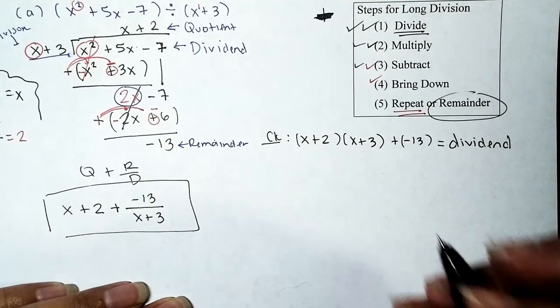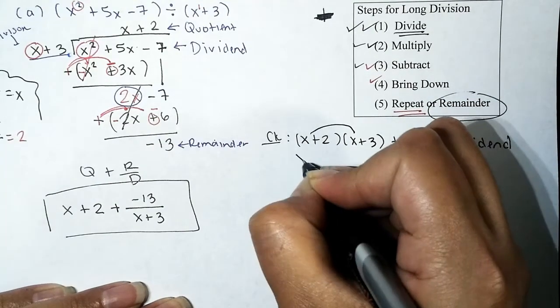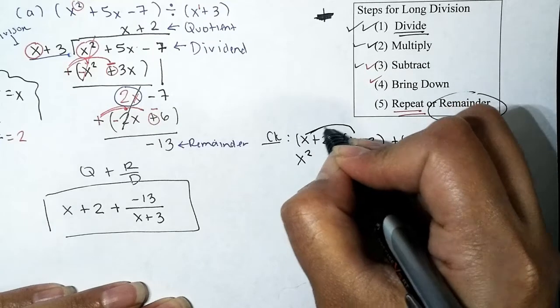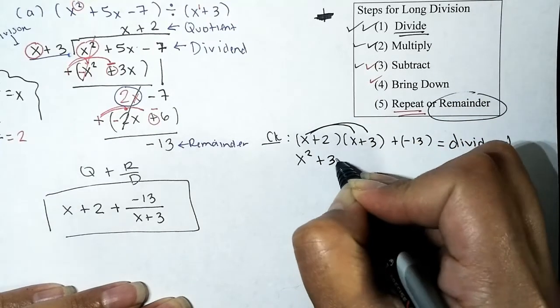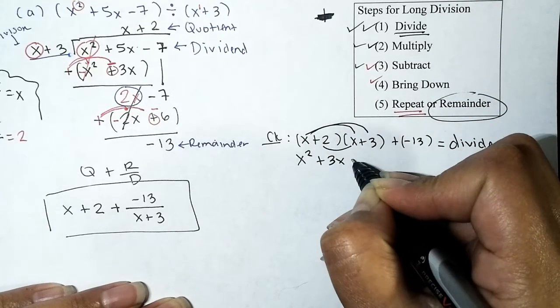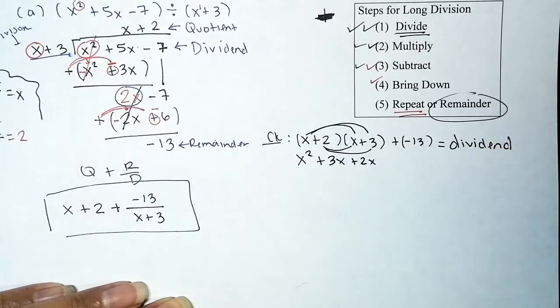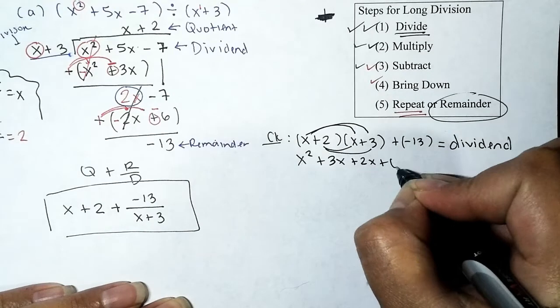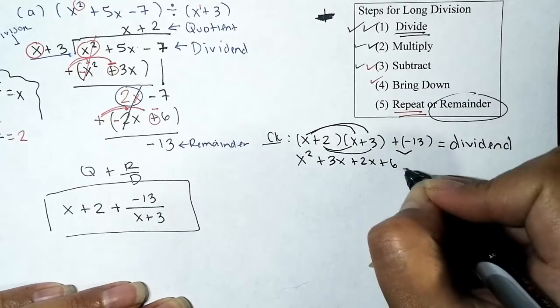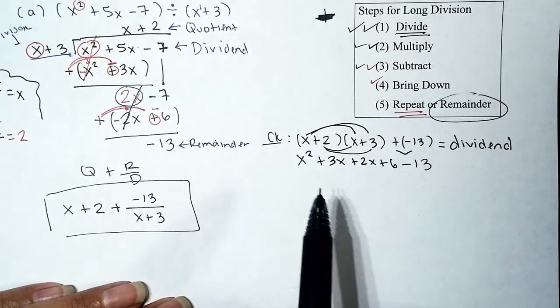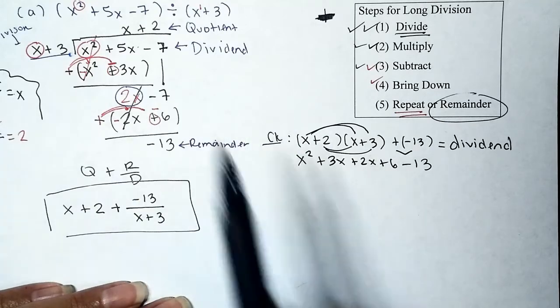So let's FOIL it out. Product of the first terms will give us x squared. Product of the outer terms, 3x. Product of the inner terms, 2x. Product of the last terms gives us 6. And adding negative 13 is the same as subtracting 13. Let's go ahead, simplify, and then make sure we get the dividend.